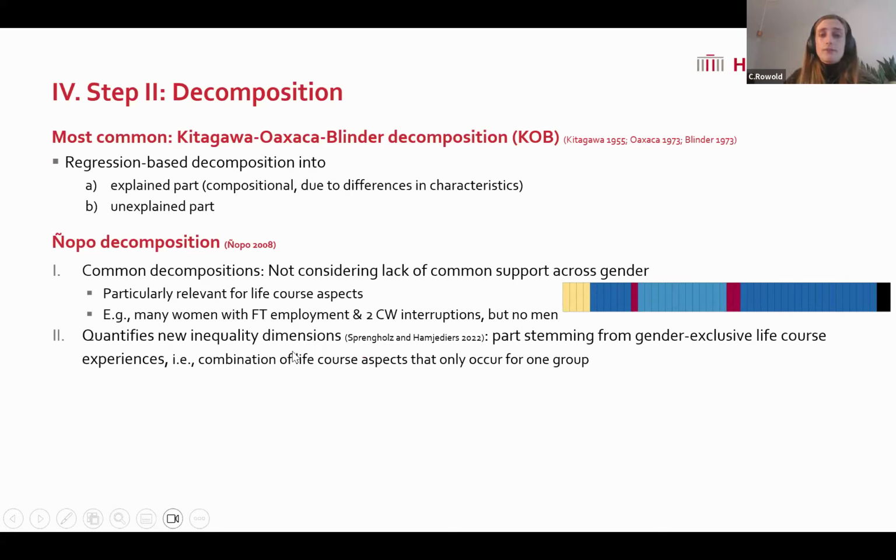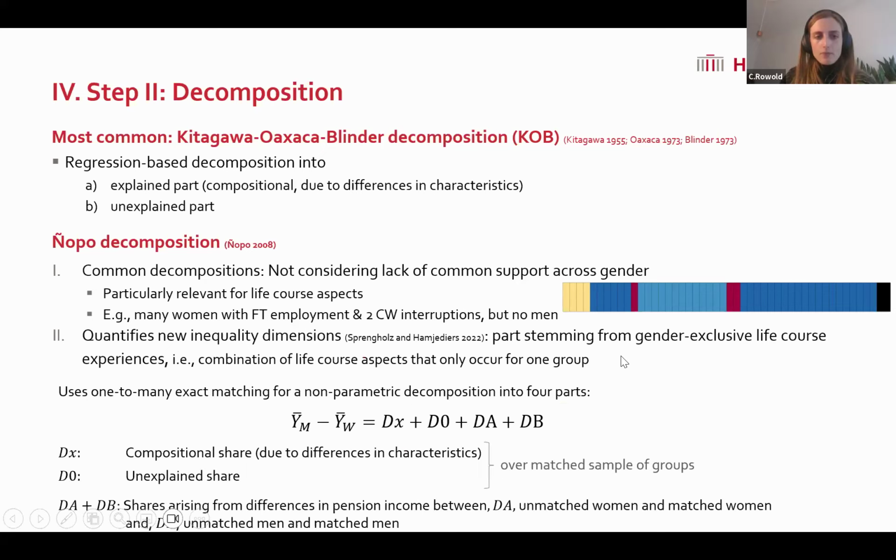And secondly, it quantifies a new inequality dimension, that is the part stemming from gender-exclusive life course experiences, again in combination with the life course feature selection. That is basically the combination of life course aspects that only occur for one group and what role this plays.